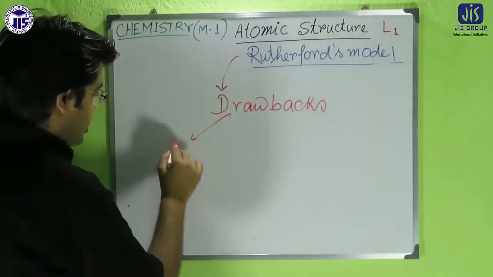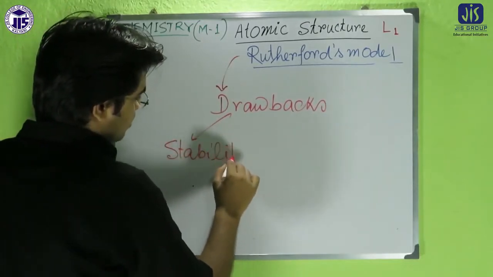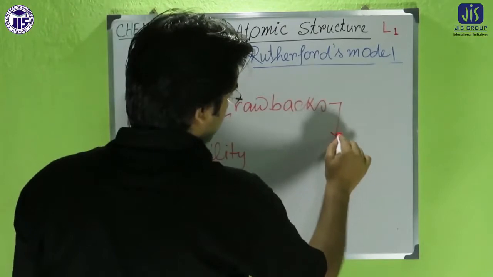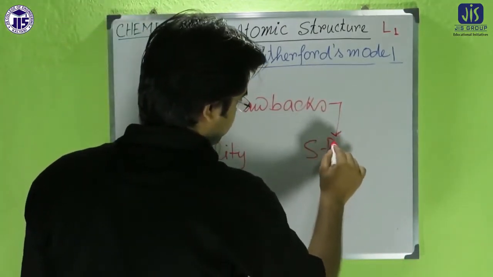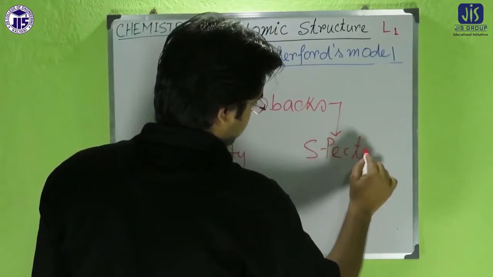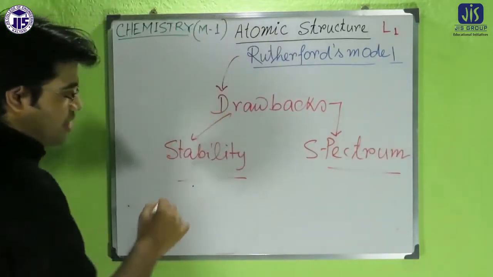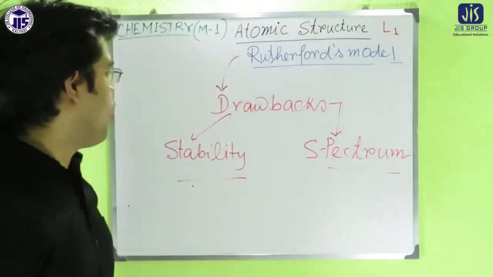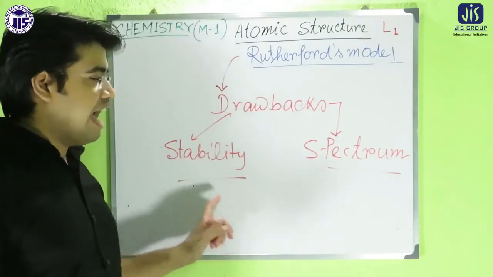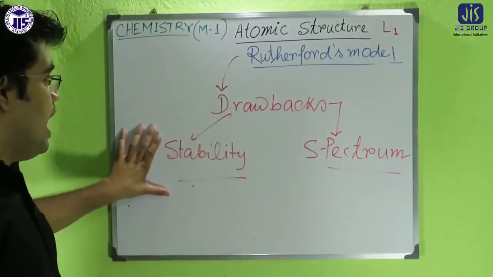the stability, and another drawback regarding the spectrum of the atom. So there are mainly two drawbacks: one from the point of view of stability and another regarding the spectrum. First, stability.